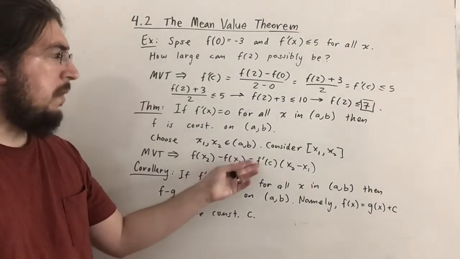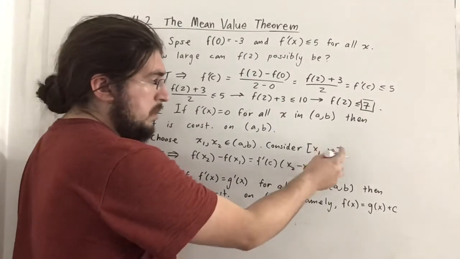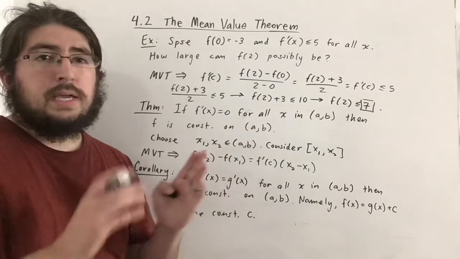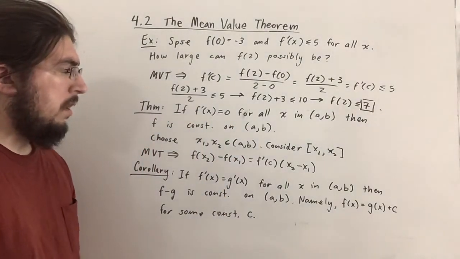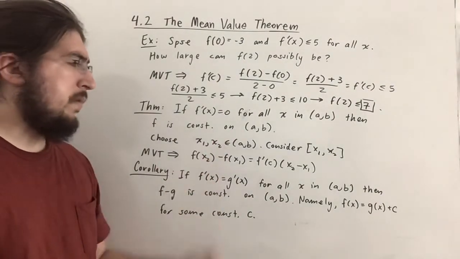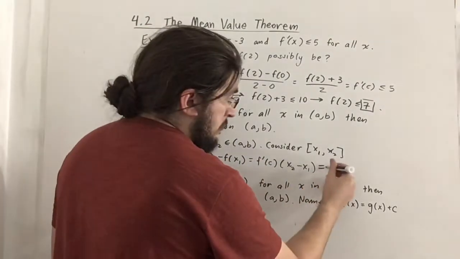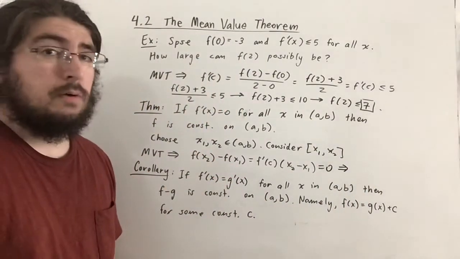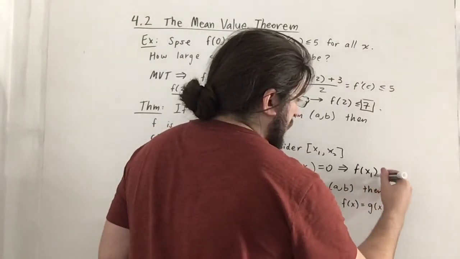But since f prime of c is 0, because f prime of x is 0 for all values of x, and c is just some value in between these two. So we're basically picking x values in between a and b to make a closed interval so that we can apply mean value theorem. Otherwise, we don't have actual existence on the endpoint possibly, just because it's open. But anyways, we can certainly do this. And again, this is equal to 0, which implies the difference of these two f values is 0, so that means they must be the same value. Namely, f of x1 is equal to f of x2.